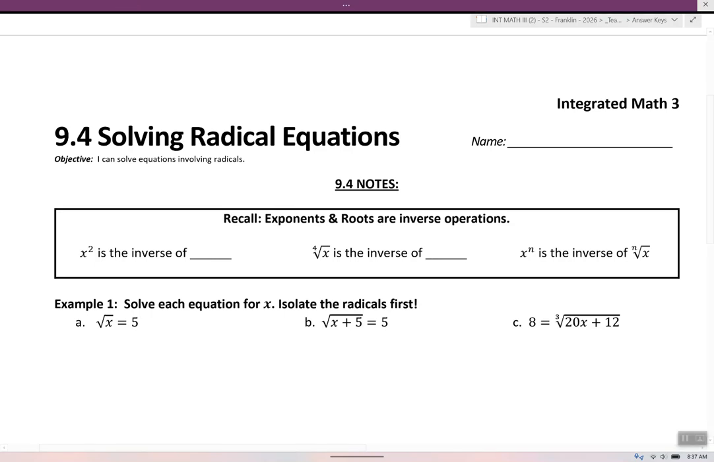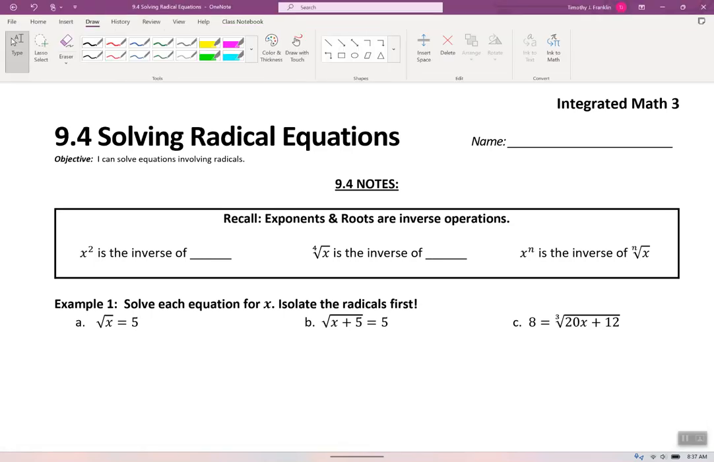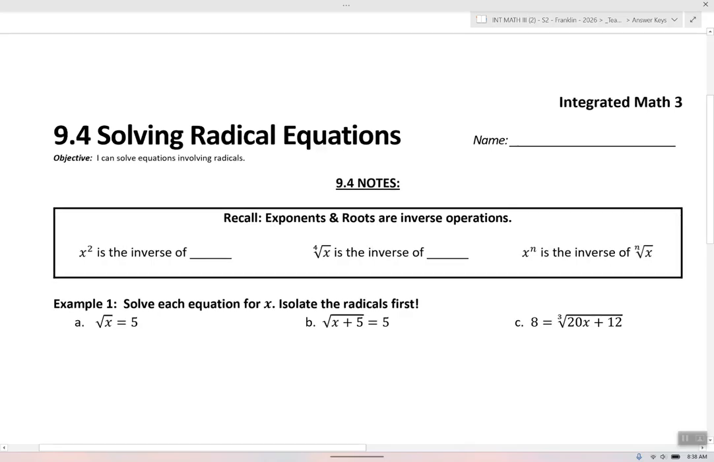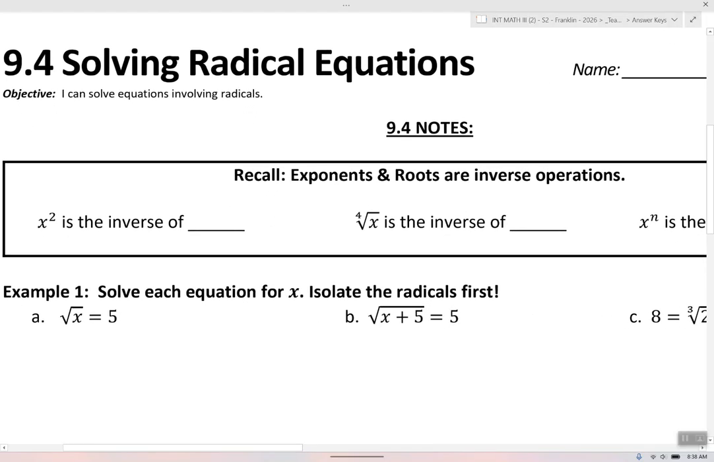All right, we're going to finish up Unit 9 here with some solving radical equations. And what I mean by that is just equations that involve a square root symbol or a radical in some way. It will be helpful to recall that exponents and their same roots with the same index are inverse operations.